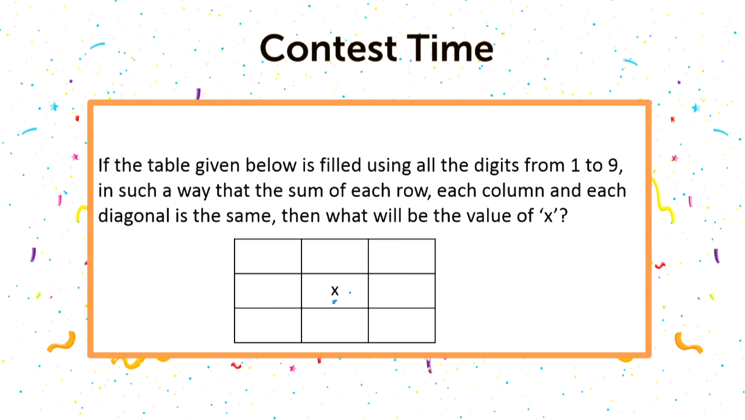So if we fill the digits from 1 to 9 in the table that you see on the screen, what number will come in the place of x? Keeping in mind that all the digits are used exactly once, because there are 9 boxes and 9 digits. Second is that the sum of rows, columns are all equal. So read the question, make this table and solve.